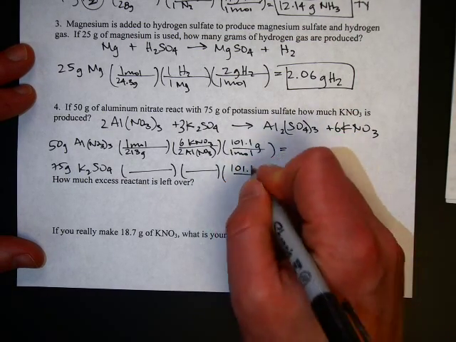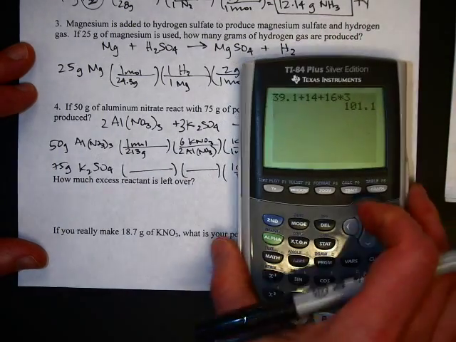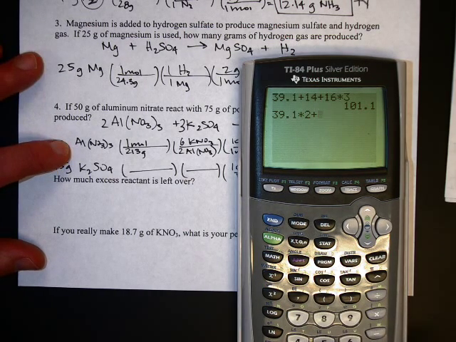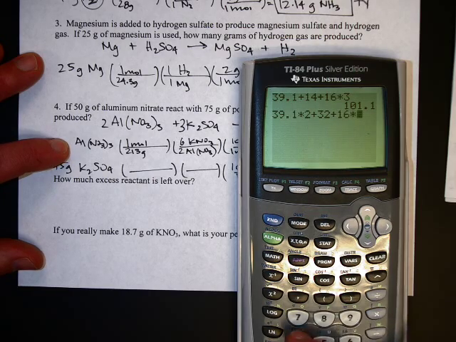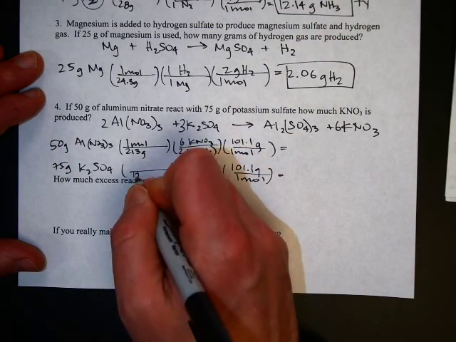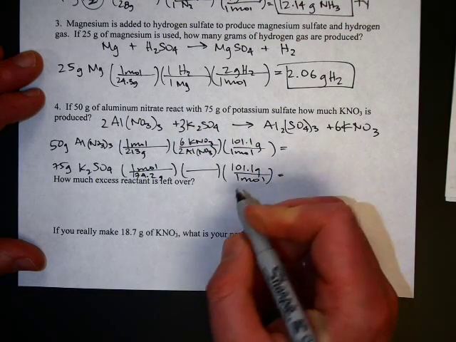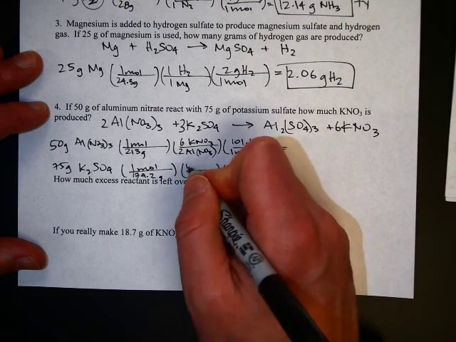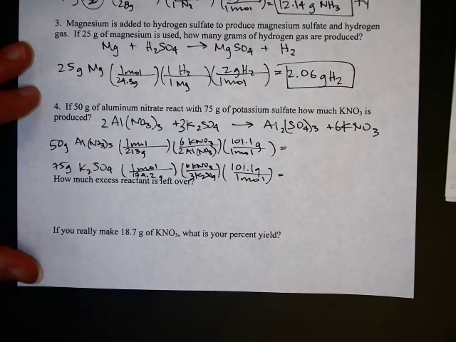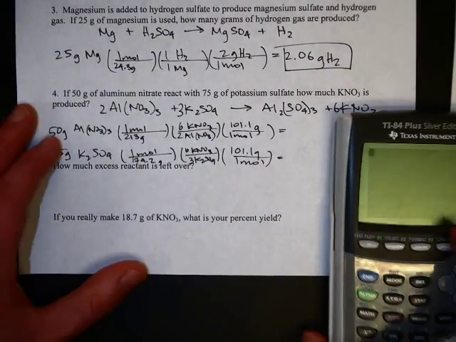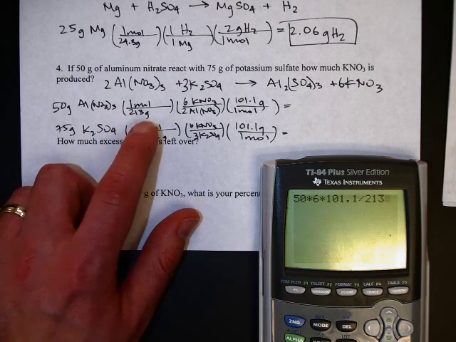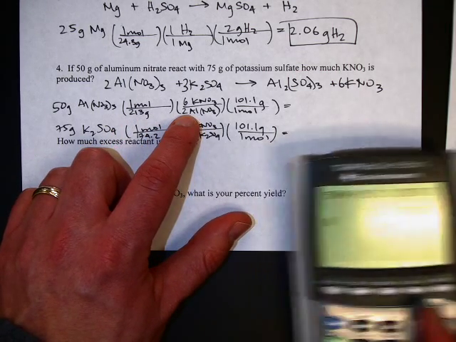That'll be the same down here. K2SO4 is 39.1 times 2 plus S is 32 plus 16 times 4 for oxygen. 174.2. And let's see, it takes 3 K2SO4s to make 6 KNO3s. And when you solve these problems, the smaller number is going to be the one that you want. So 50 times 6 times 101.1 divided by 213 divided by 2. This one's 71.2.